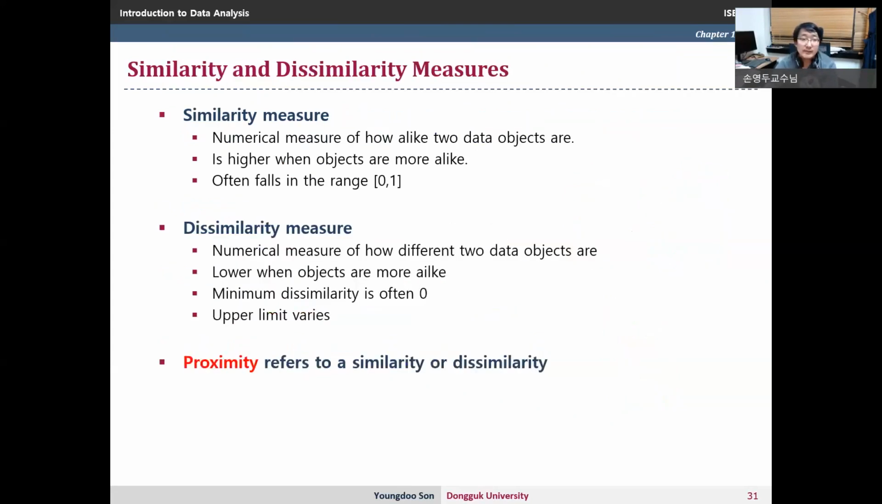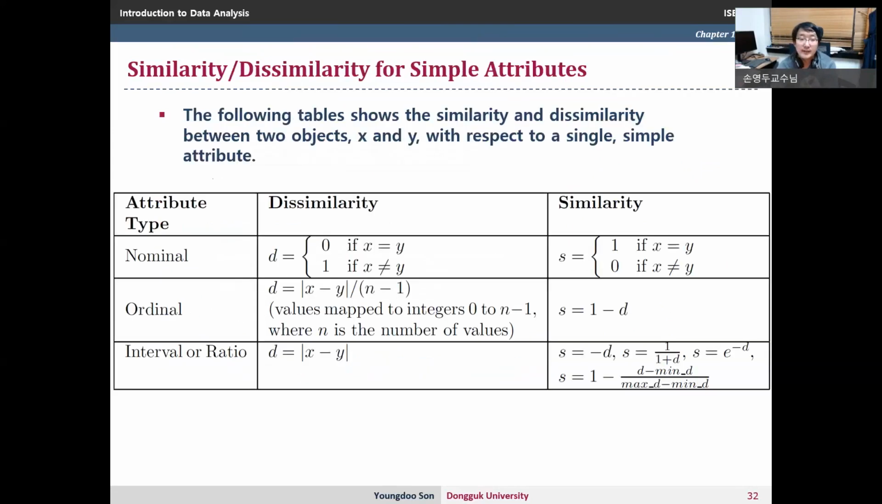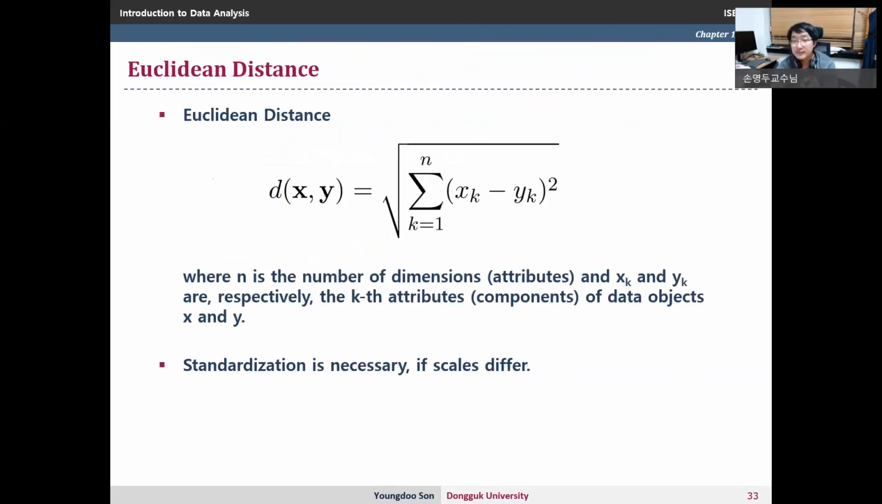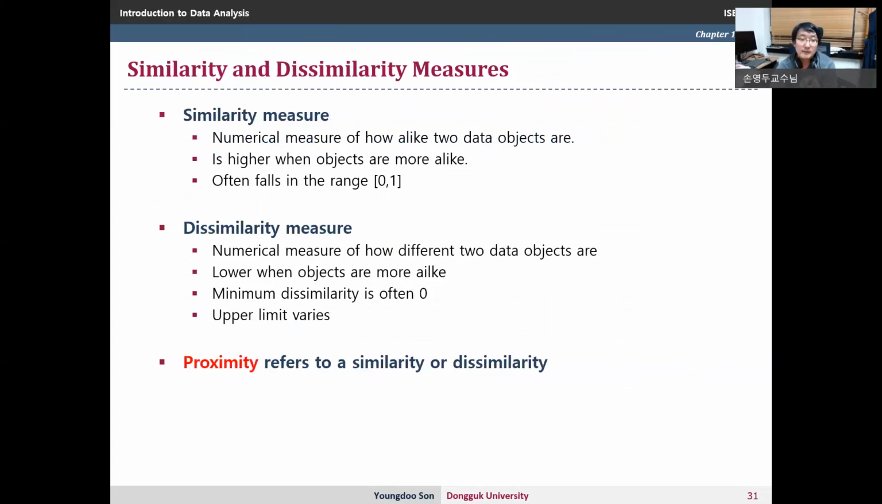The next topic is the similarity and dissimilarity measures of data. However, we have a lot of things for this topic, for example, dissimilarity and distances, Euclidean distances, and so on.